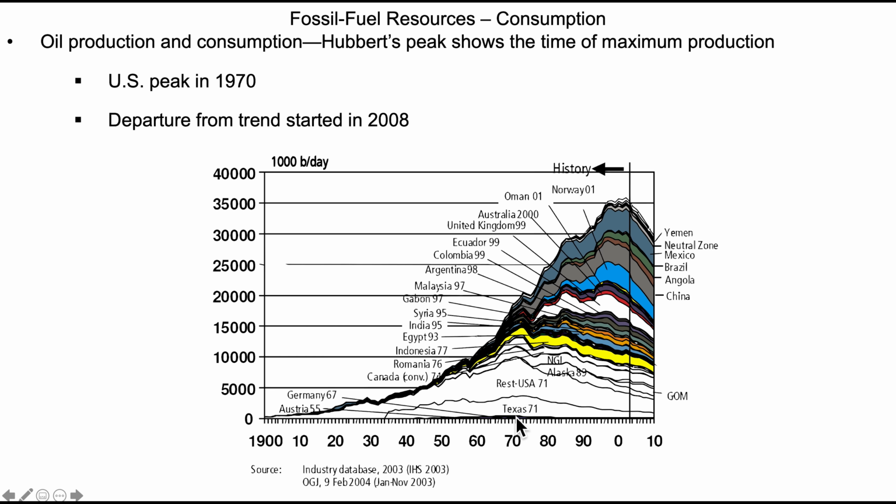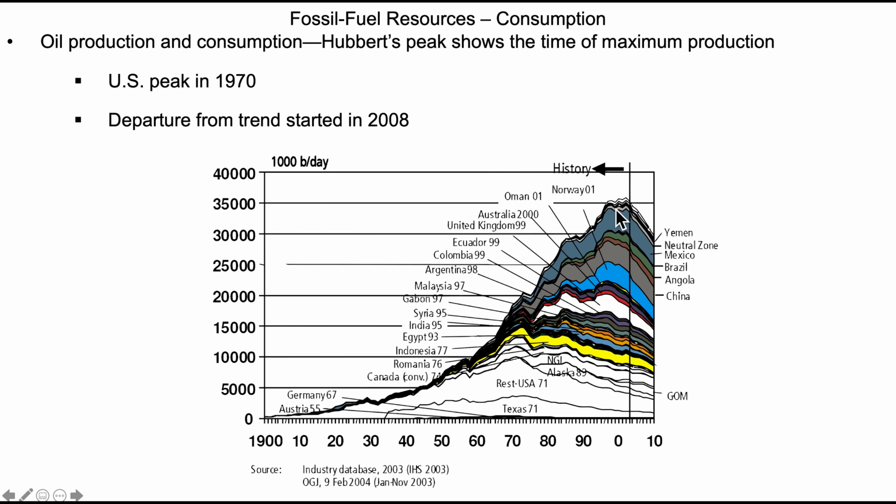Originally, Texas hit its peak in 1971. The rest of the U.S. also 1971. Alaska, the big North Slope project, boosted that to 1989. And you'll see a number of other countries here. Canada, its conventional resources peaked in 1974. Then modern reservoirs are completely different, so Canada's back in the game again. But nonetheless, all these countries are going to peak and then run out of oil.